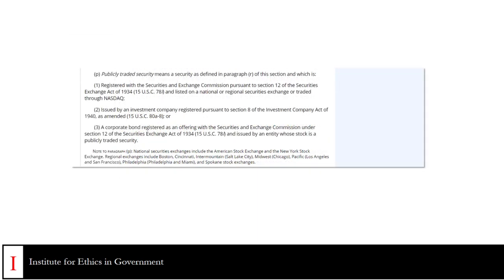So publicly traded means it's registered with the SEC pursuant to Section 12 of the Securities Exchange Act of 1934 and listed on a national or regional securities exchange or traded through the NASDAQ. There are two other for other kinds of companies, but this is going to be the operable definition for ADRs. And the thing that we're going to be concerned about is whether or not the ADR is traded on an exchange, a national or regional exchange, which means an American exchange. So let's take another look at the information we have about these companies.